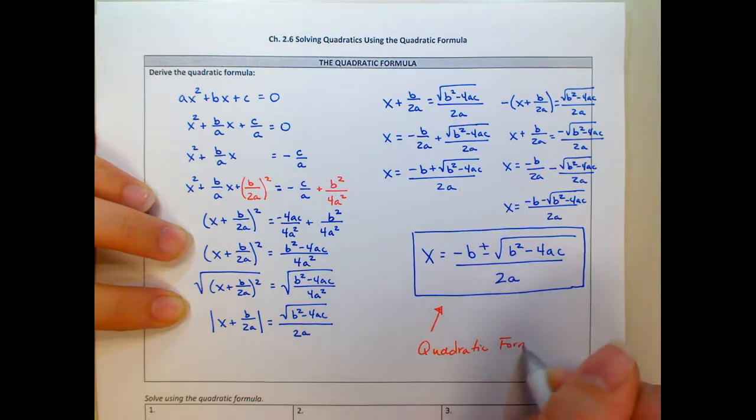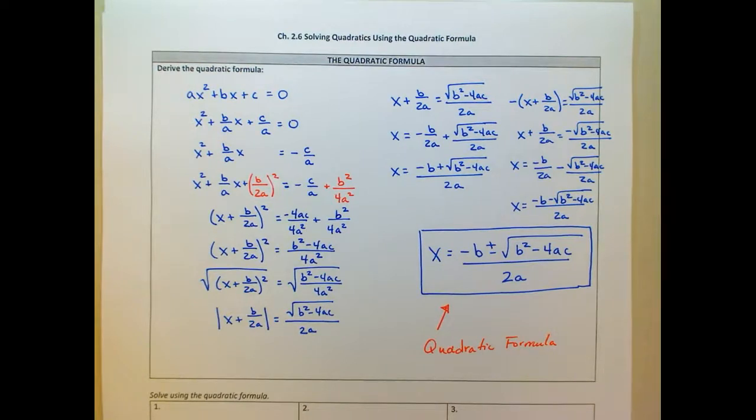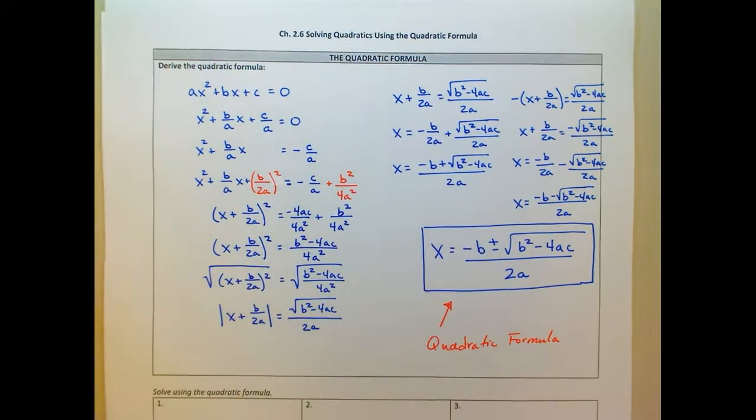So this is where the quadratic formula comes from. And you need to be able to derive it. So you need to be able to follow this same process and do this. If all I gave you was ax squared plus bx plus c equals 0, you would need to be able to derive this all the way down to the quadratic formula.